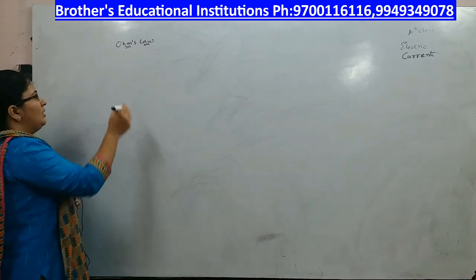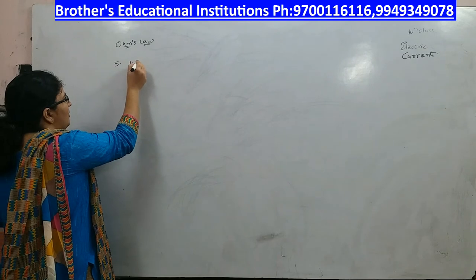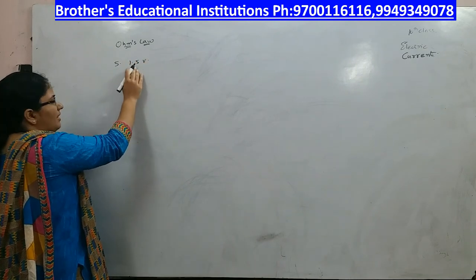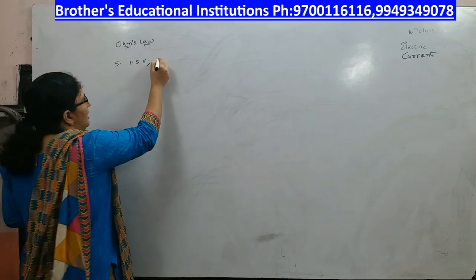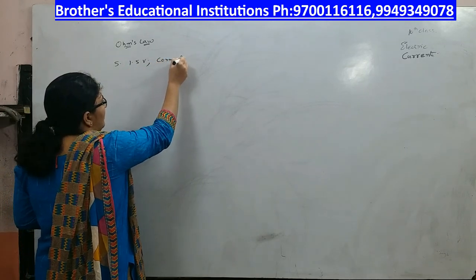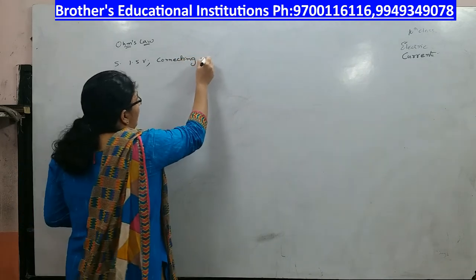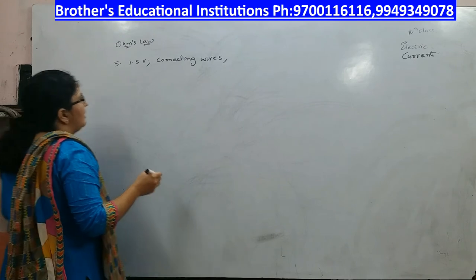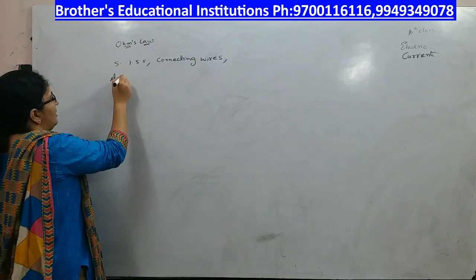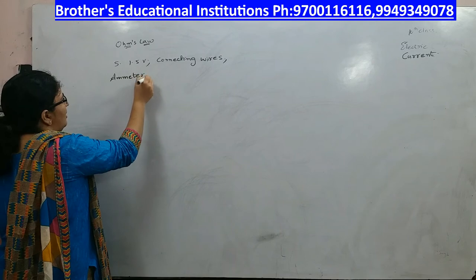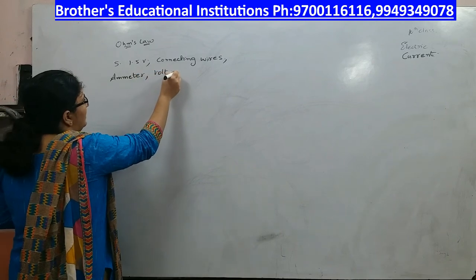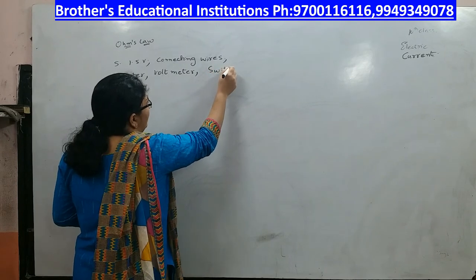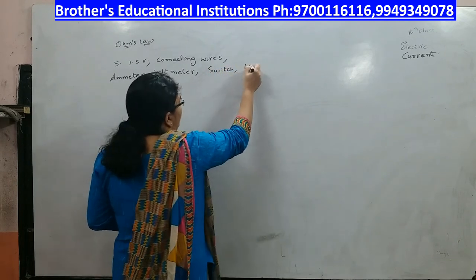For this activity you need 1.5 volt batteries, 5 different 1.5 volt cells, connecting wires. For this you can take insulated copper wire, then ammeter, voltmeter, switch and LED.